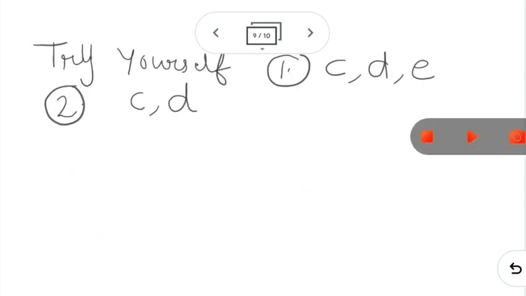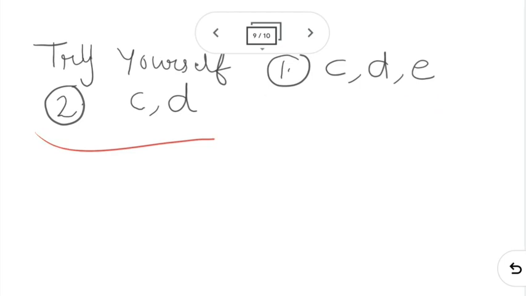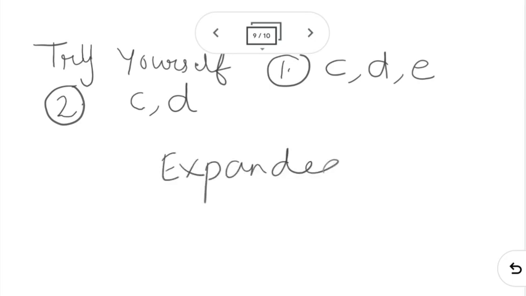Okay. So that's all for today. So remaining parts of question 1 and 2 you will try yourself. So I hope today you understood how to write a number in its expanded form and how we can make a number when its expanded form is given. So remaining parts you try yourself. If any doubts, feel free to ask me.